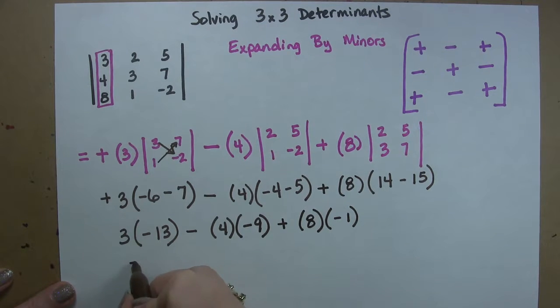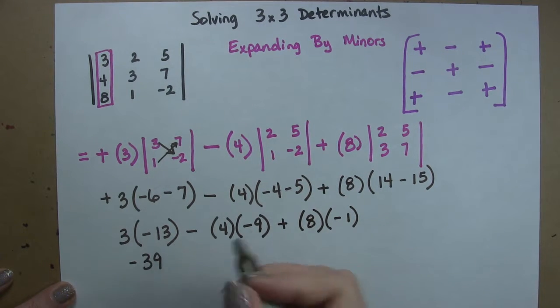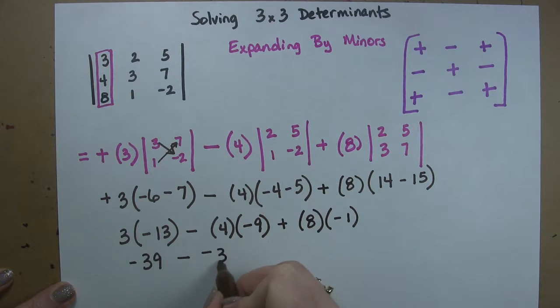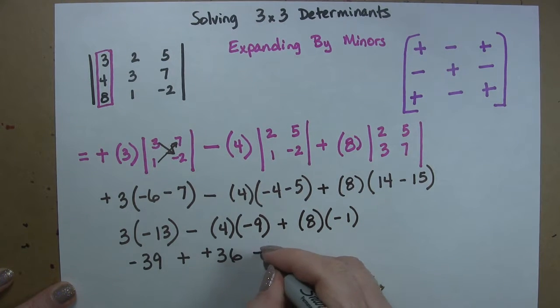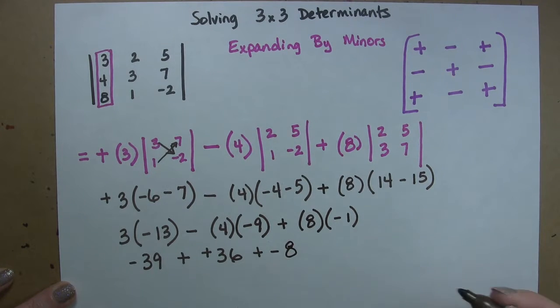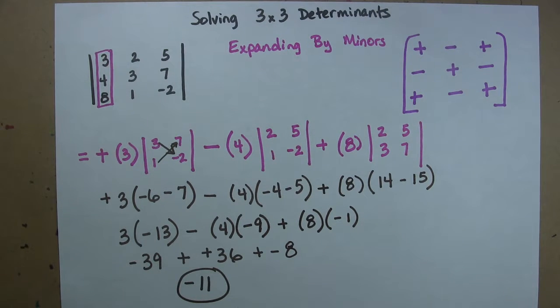All right, simplifying again, we have negative 39 minus negative 36, that's the same thing as plus a positive 36, plus a negative 8. And when you slam that thing into your calculator, you get that this determinant equals negative 11. Got it? Of course, you only need to practice it by doing it, I don't know, maybe 15 more times. Okay, but we're not going to do all 15 in this video, but we are going to do one more.